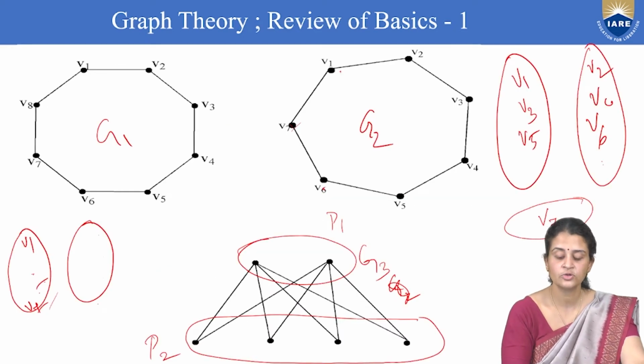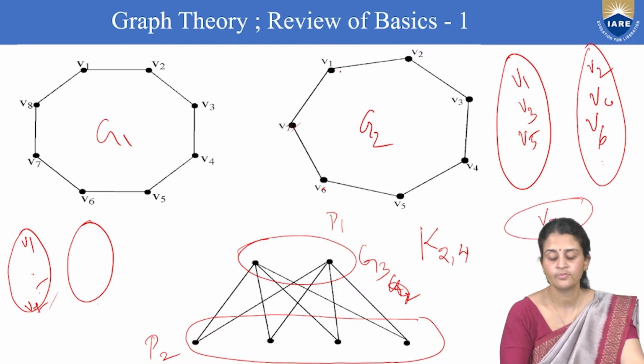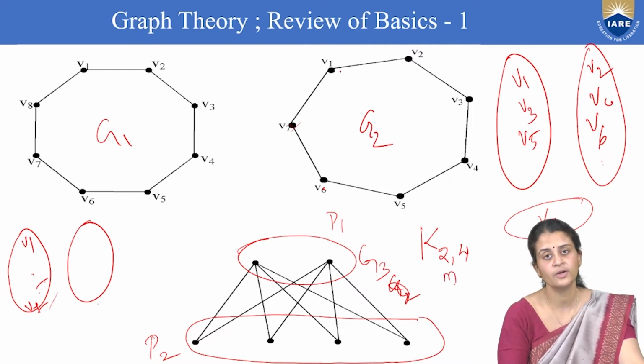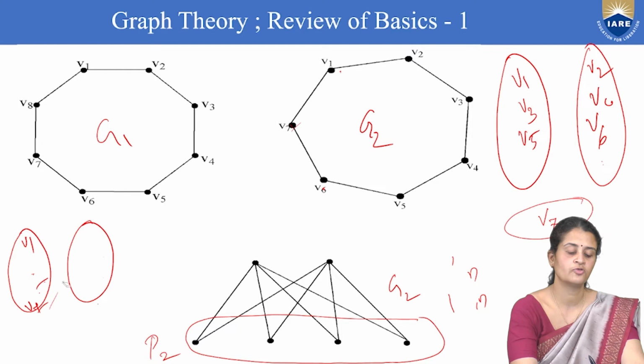So when it is coming to complete bipartite graph, we are using the terminology notation K2,4. If there are m vertices in one partition and n vertices in another partition, then we are writing as K(m,n). Okay? Now I hope this partition, bipartition, everything is okay for all of you.